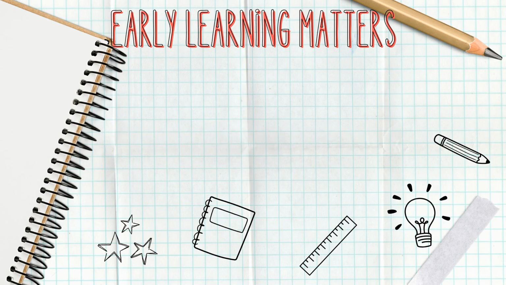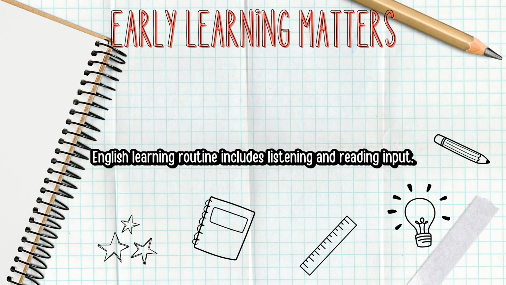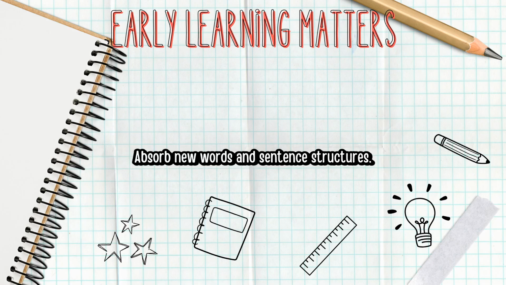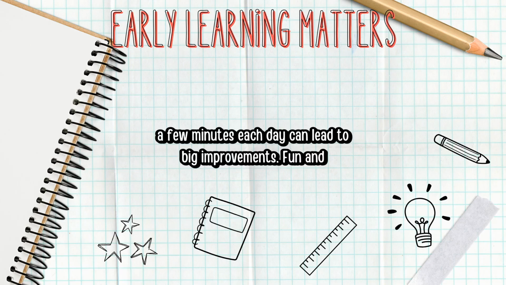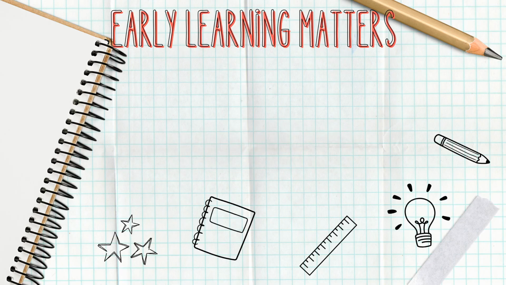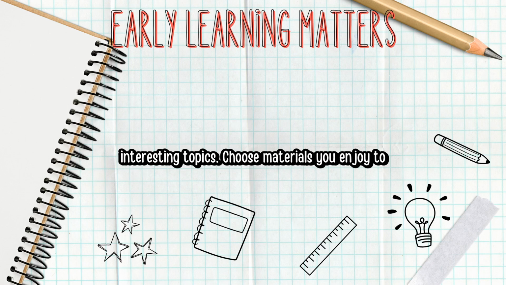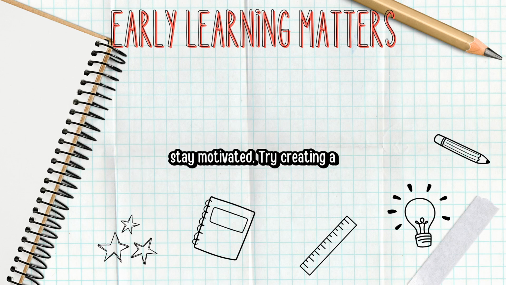A perfect English learning routine includes listening and reading, input: absorb new words and sentence structures. Speaking and writing, output: use what you learn to make it active. Daily practice: even a few minutes each day can lead to big improvements. Fun and interesting topics: choose materials you enjoy to stay motivated.